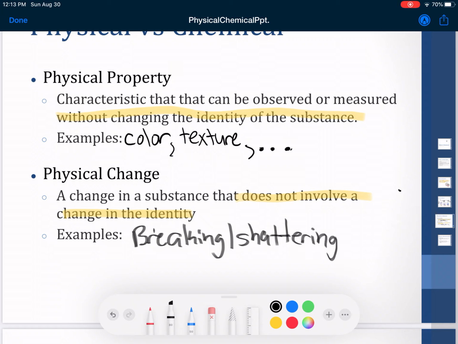What I mean by that is, let's imagine we have a pane of glass. You're carrying a pane of glass through your garage and you trip over a shoe or something, you drop the pane of glass and it shatters across the floor. That would be a physical change, right? We're not necessarily changing the identity of the substance. It's still glass, right? It's just smaller pieces of glass now. So that's a physical change. The identity of the substance remains the same, but the way it looks has now changed.